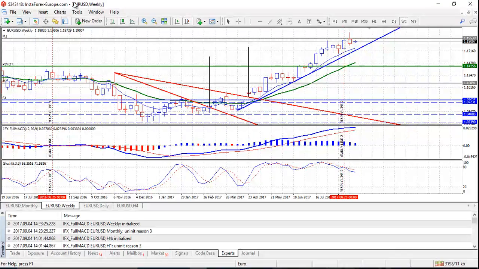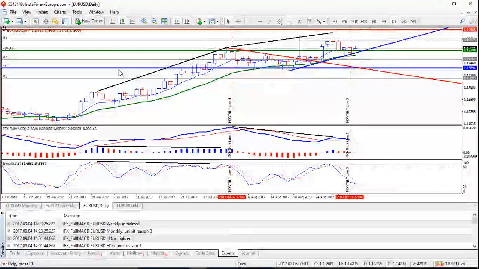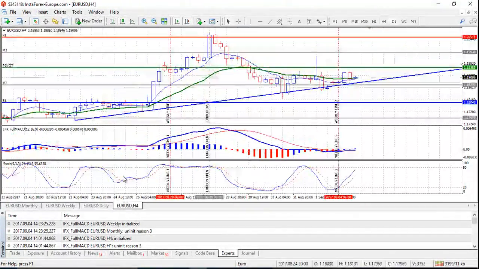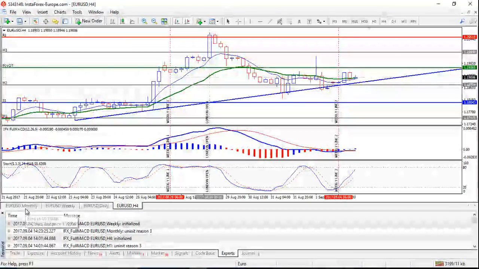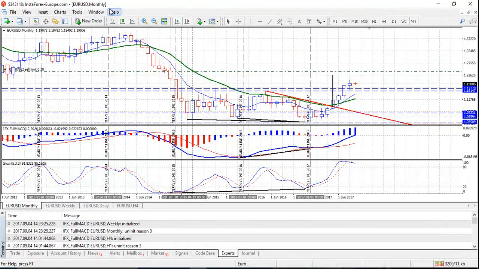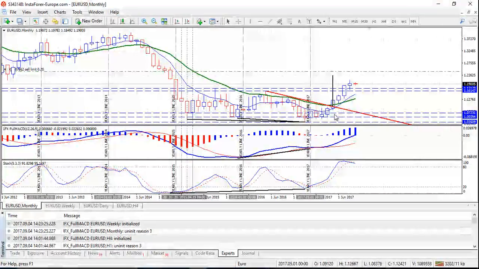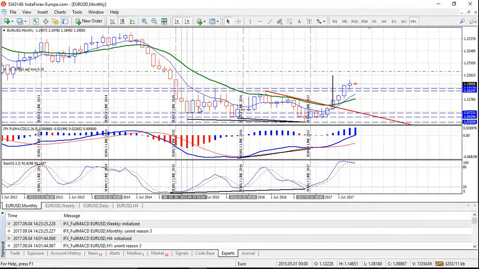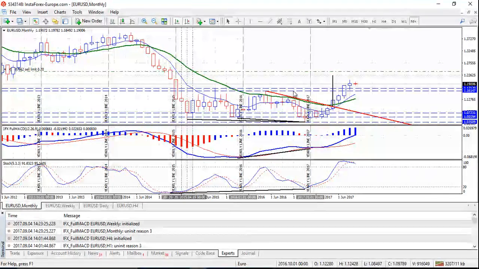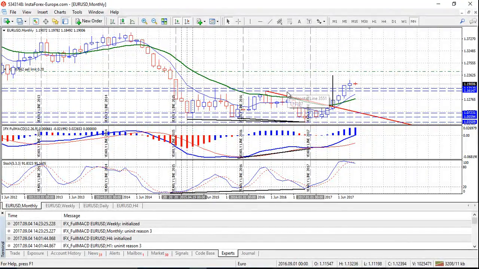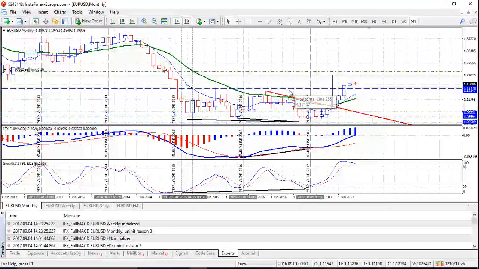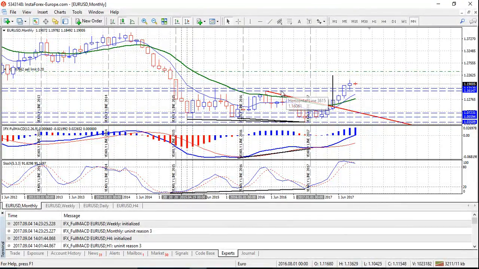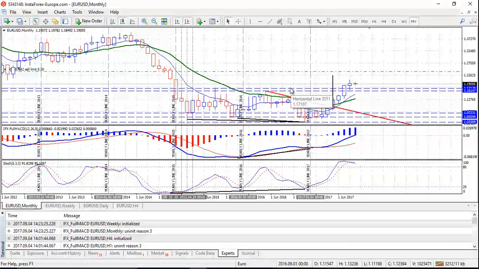So as you can see, this is the Euro USD weekly chart, the daily chart, the 4-hourly chart, and then the monthly chart. You can even see on the monthly chart that this is a channel. Between these are resistance lines, and these are support lines. You can see between these double lines here, price traveled in a channel.